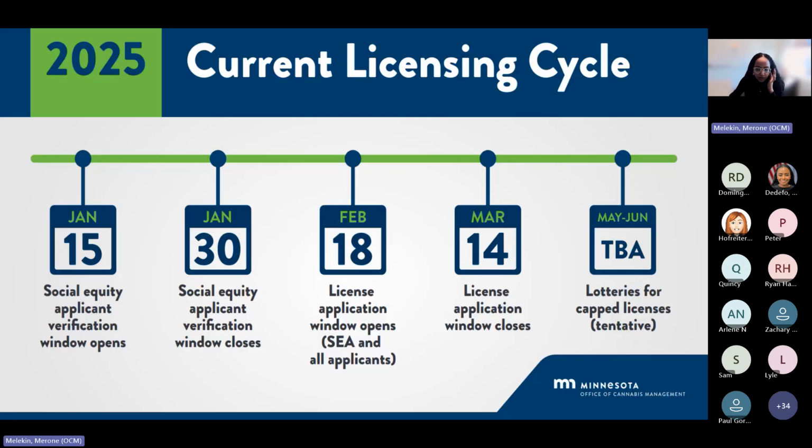So to provide some grounding, I wanted to highlight our current license cycle. As you can see, the cycle began with the social equity verification process from January 15th to January 30th, followed by the opening of the license application window on February 18th. This window will be closed on March 14th, followed by a May to June timeline for lotteries for the capped licenses. This timeline can also be found on our website at mn.gov/OCM. But overall, this is a good tool to monitor where we are in the process and to be able to track.